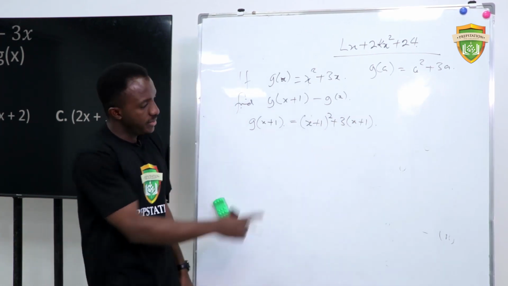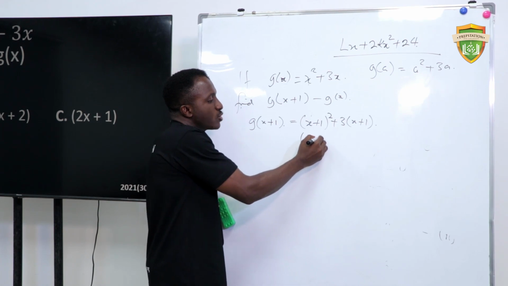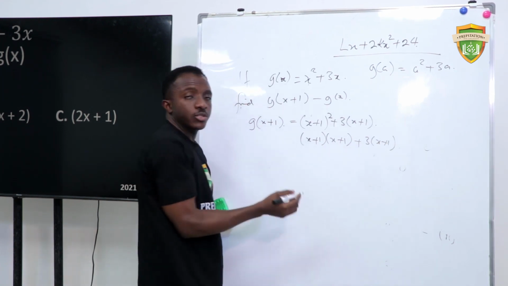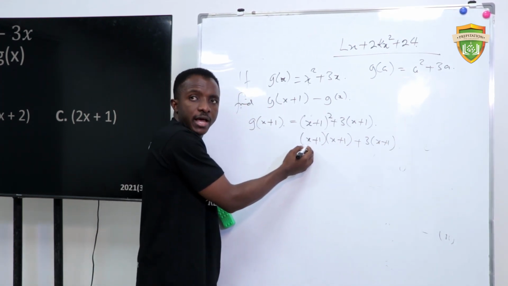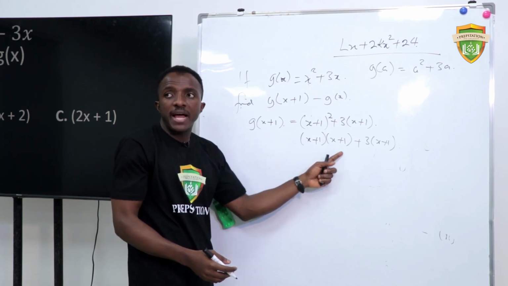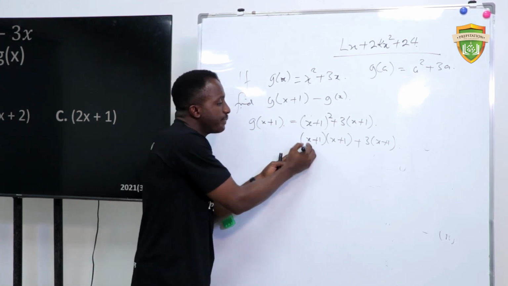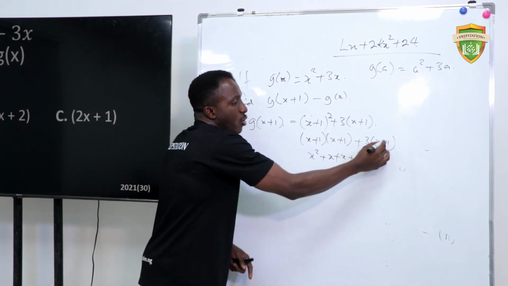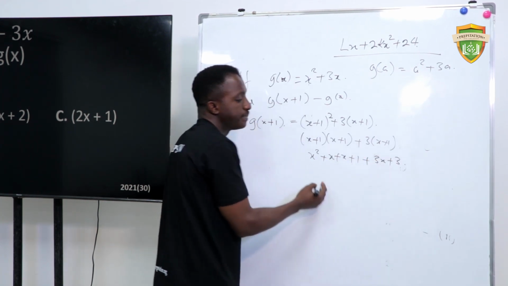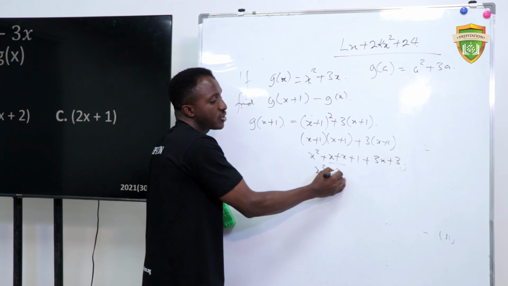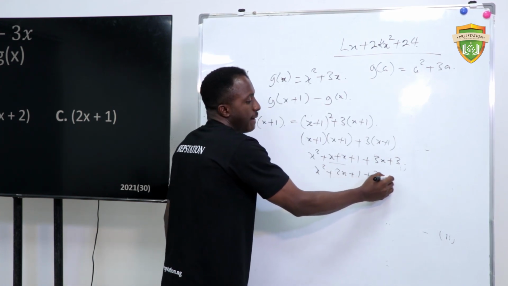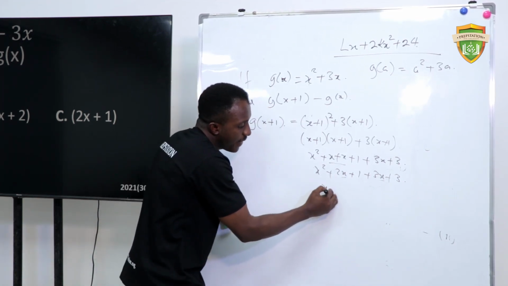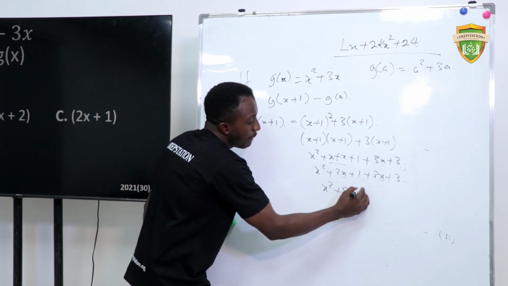Now we can expand this. This is x plus 1 times x plus 1, plus 3 times x plus 1. Now I told you how to do this multiplication. Just pick each term in the first bracket, multiply all the terms in the next bracket. So we have x squared plus x plus x plus 1, plus, open the bracket here, 3x plus 3. Now this is 2x, so that's x squared plus 2x plus 1 plus 3x plus 3. If we add all the x terms, we have x squared plus 5x plus 4.